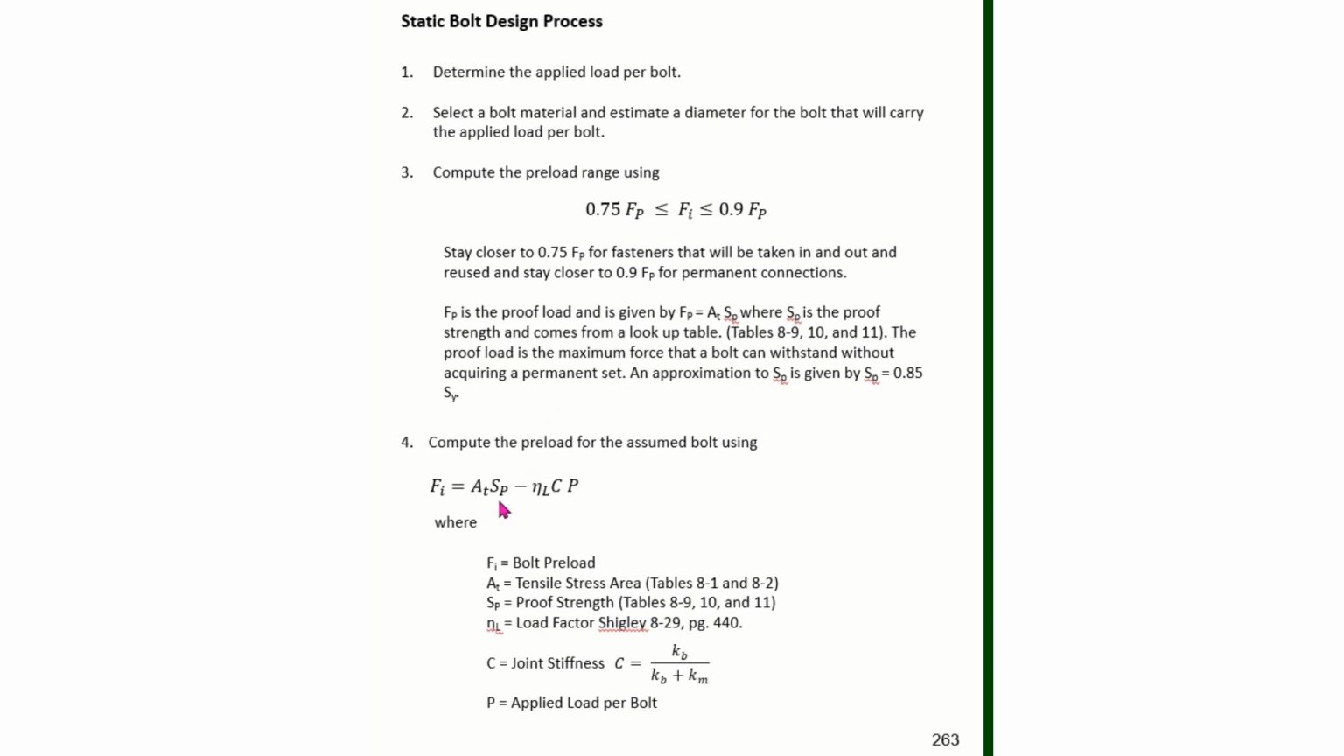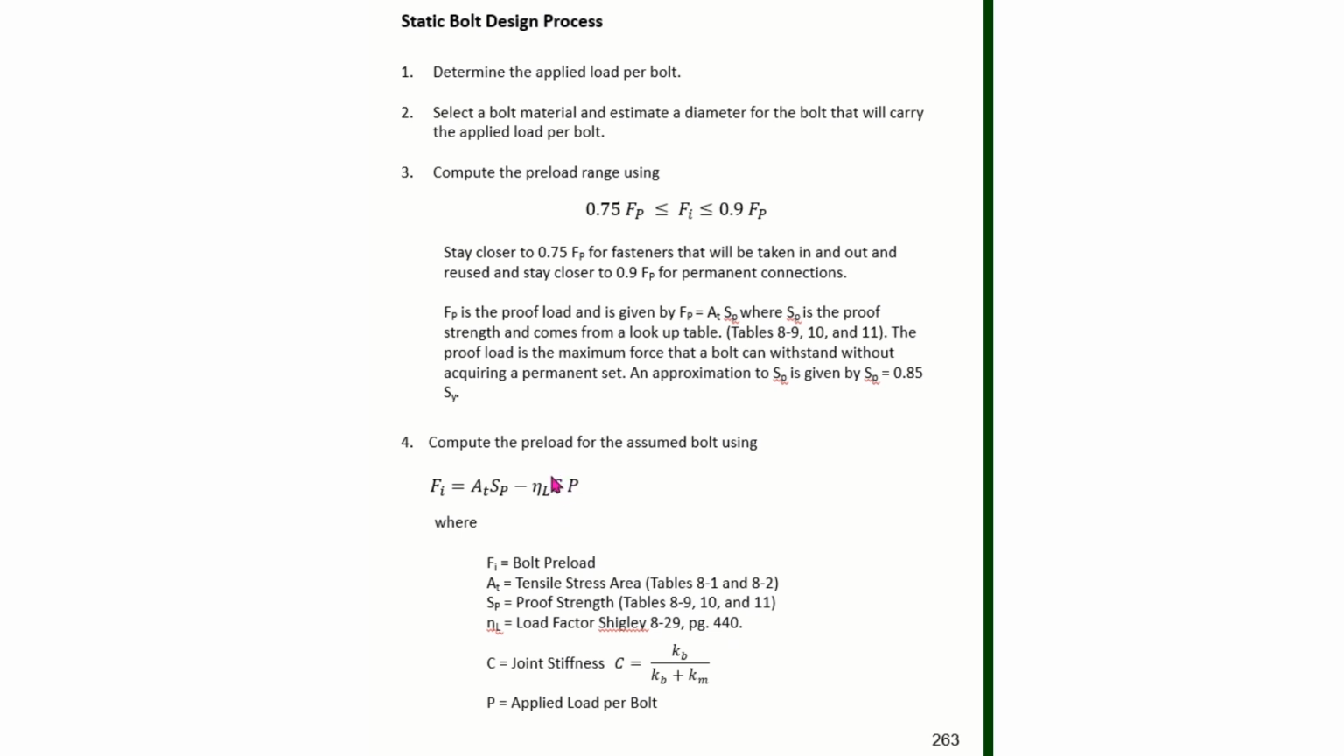And we compute the preload using this expression here for a static bolt design, where the preload is equal to tensile stress area times the proof strength minus eta L C P. Now AT is a lookup value, that's easy. SP is a lookup value, that's easy. Eta L is the load factor, it's the safety factor. And there are tables and expressions for all of those values.